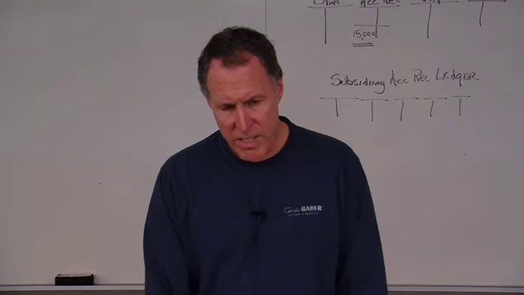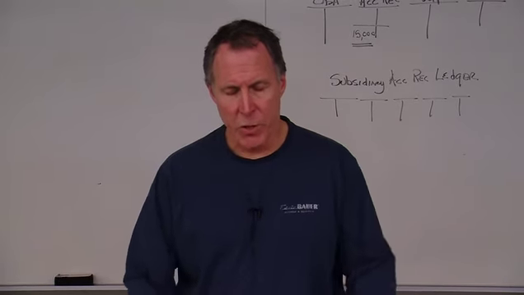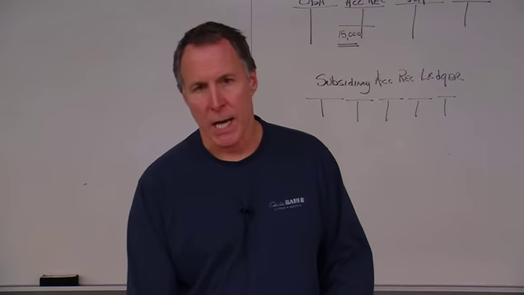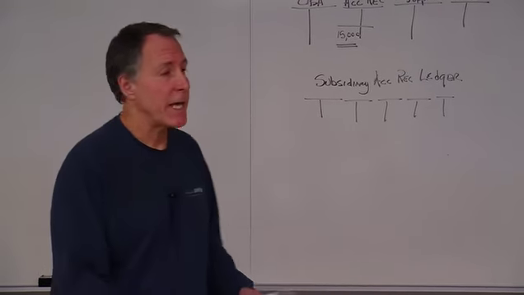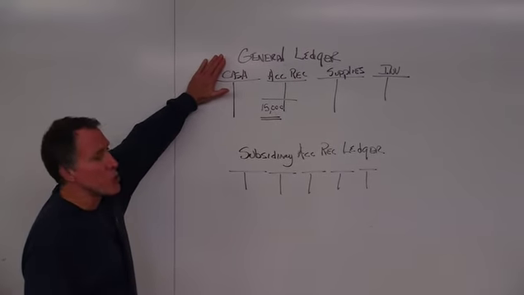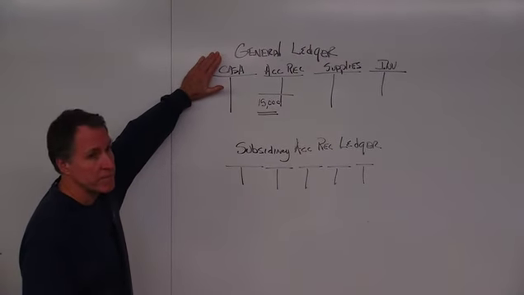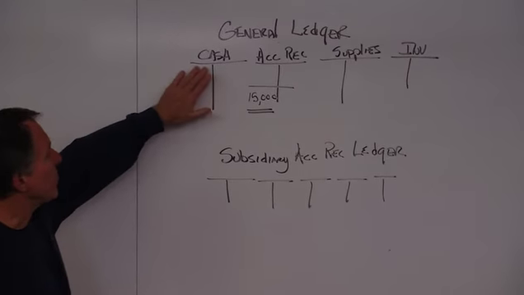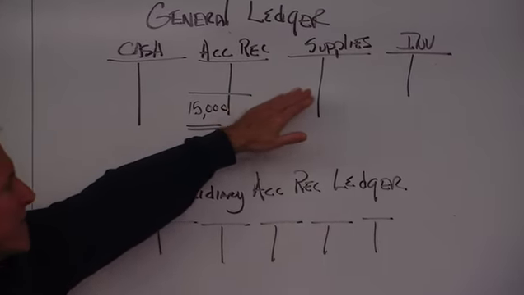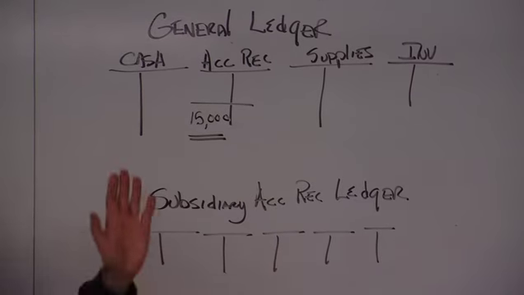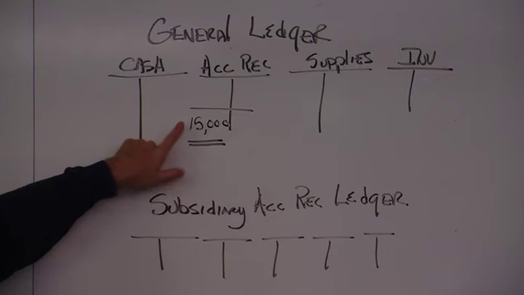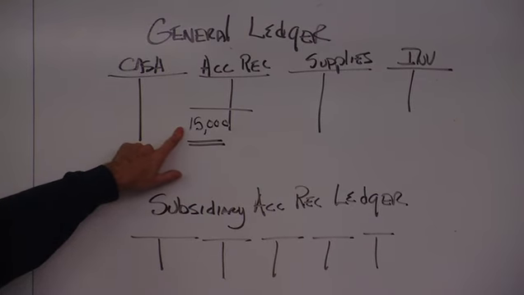Our second objective is going to be control accounts and special subsidiary ledgers. And here on the board, I have a heading. Let's assume that this is our general ledger. And in our general ledger, we have a ledger account cash, accounts receivable, supplies, inventory, and a variety of other accounts. But one of those accounts would be accounts receivable. And let's assume we've got a balance of $15,000.